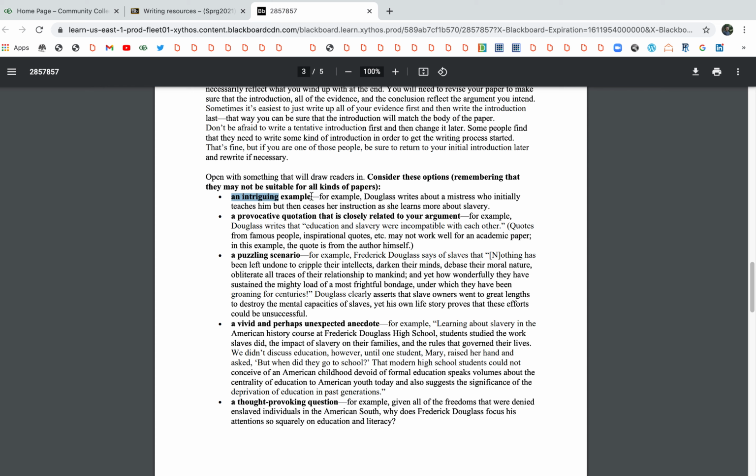Start with an intriguing example. All right. Use an example from your past. Use an example now. What's going on? Be extremely specific. This is a way to jump into your paper.